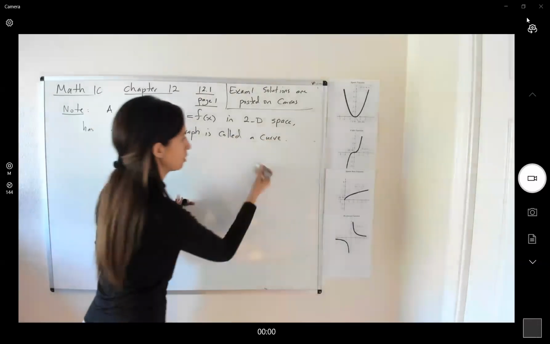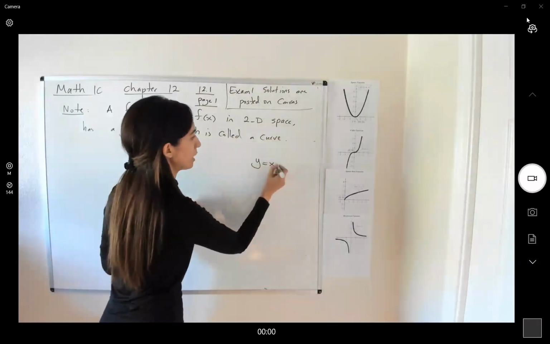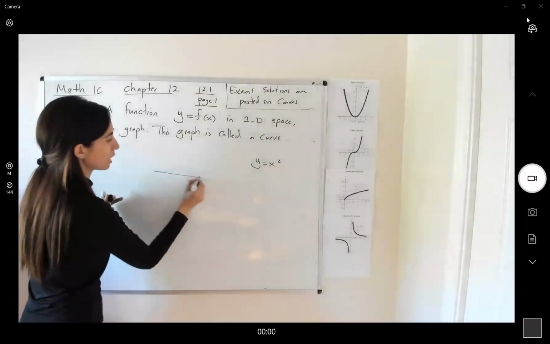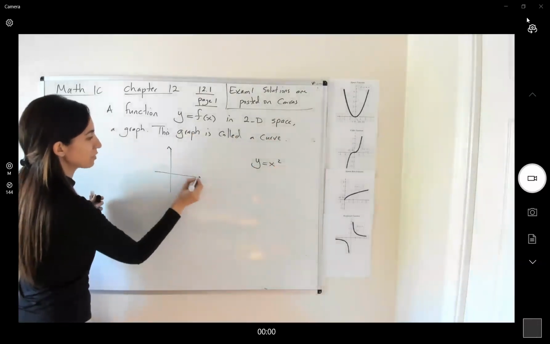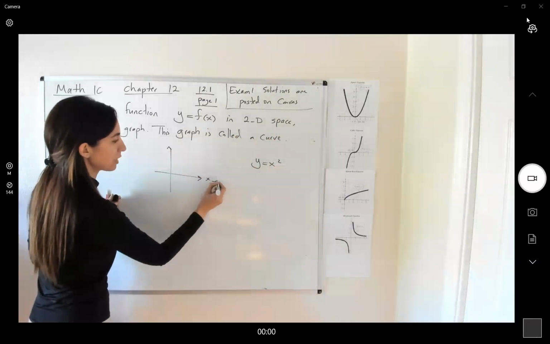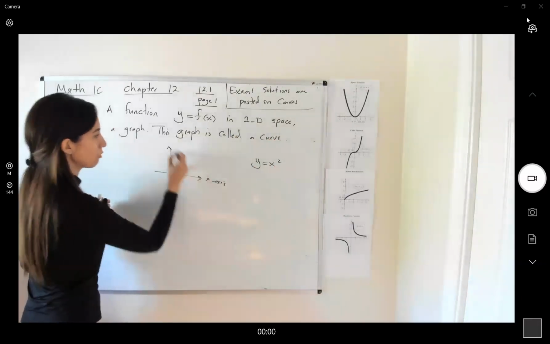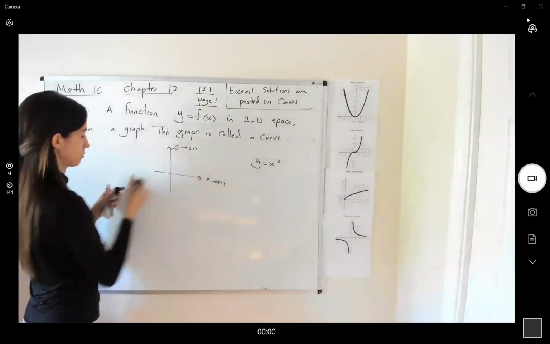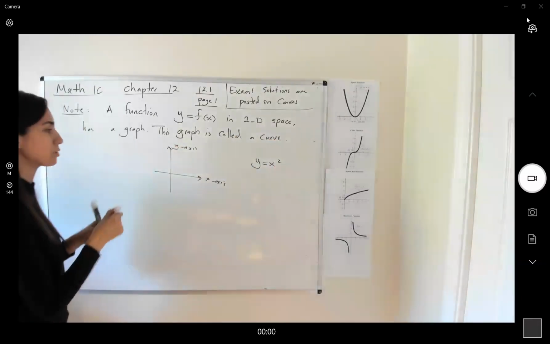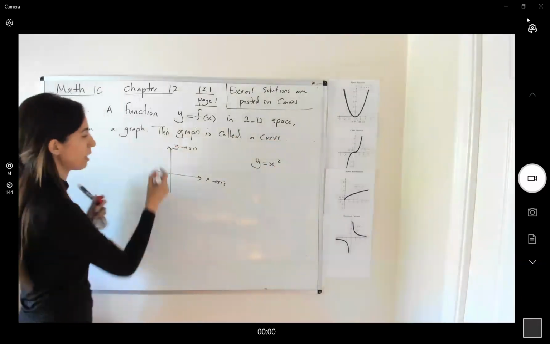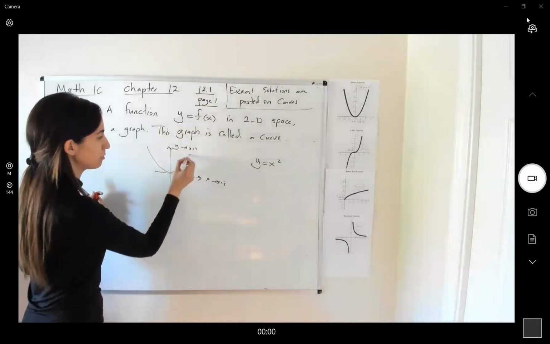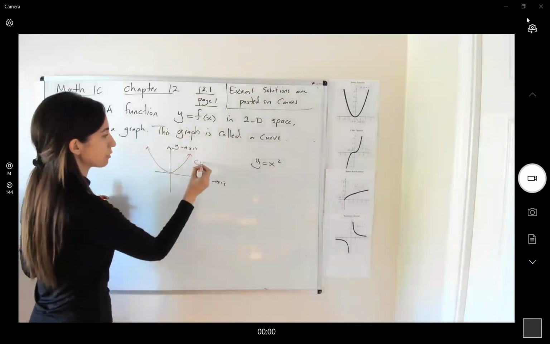So, for example, suppose you have y equals x squared, and of course you can graph this function, x-axis, y-axis. This is y equals x squared. You all know that it's just a parabola, opens up, and we call it a curve.